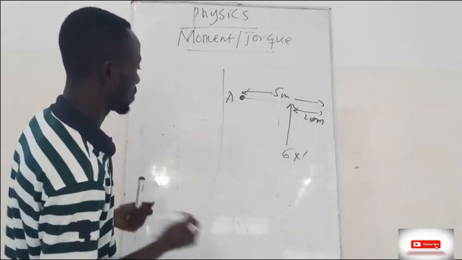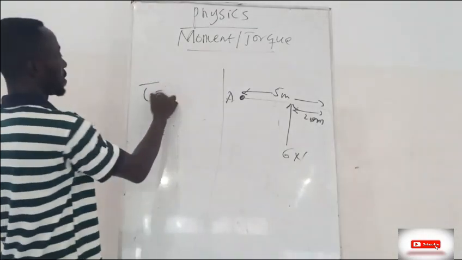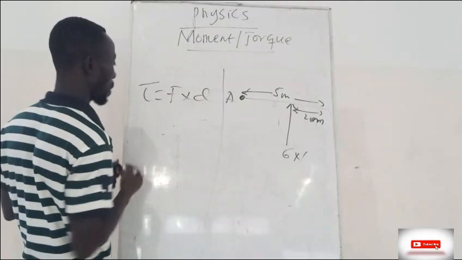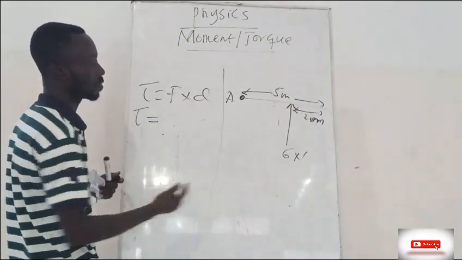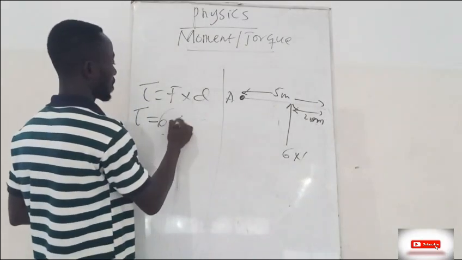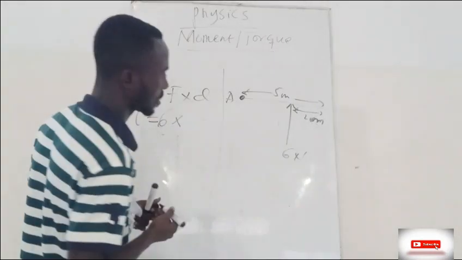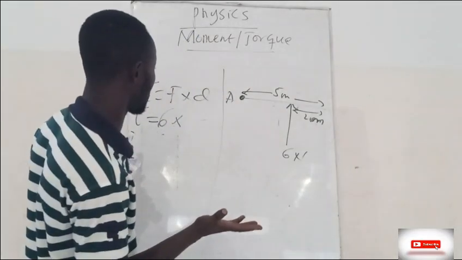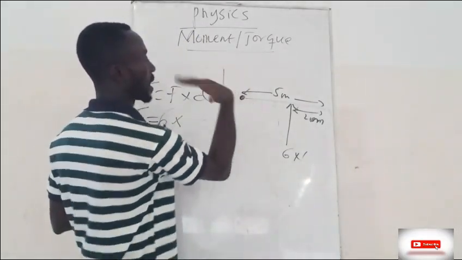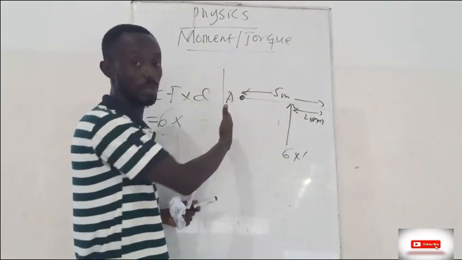How do you do it? You know, moment is force times the perpendicular displacement. So moment is equal to my force, which is 6. Now what is my perpendicular displacement? It's not 5. Because how do you calculate the perpendicular displacement? Where you apply the force to the axis of rotation.